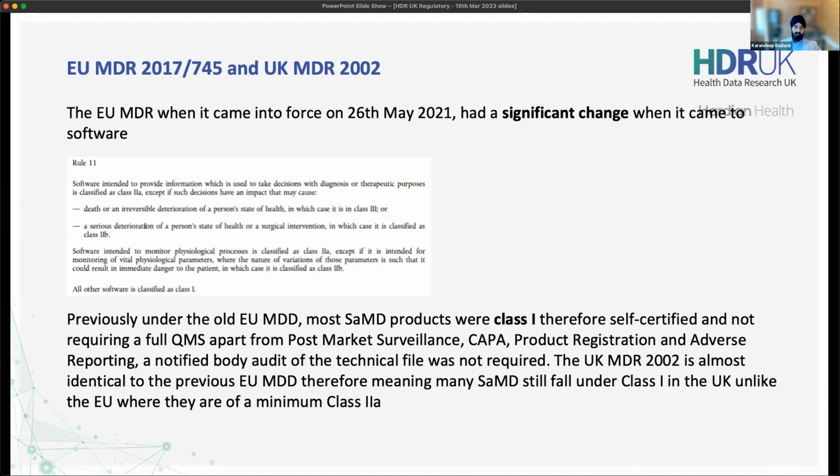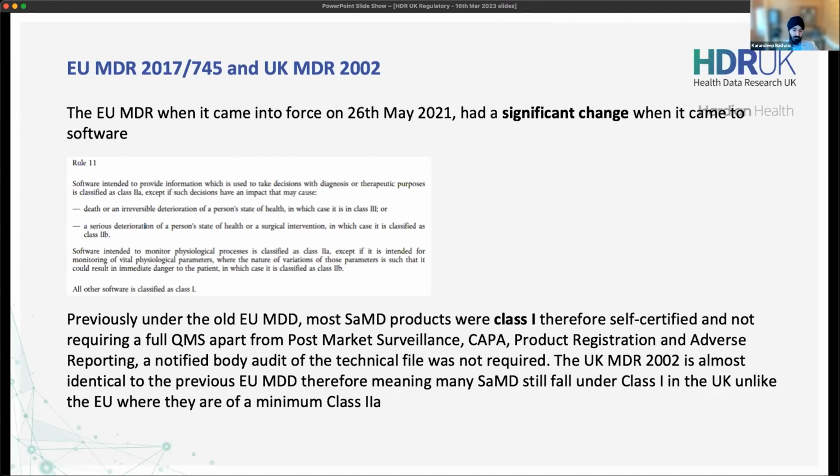So the EU MDR, like I said, came into force 26th of May, 2021. Now, specific to software, if you have a look at this box here, rule number 11. Software intended to provide information which is used to take decisions with diagnostic or therapeutic processes is classified as Class 2A. So effectively, nearly every software medical device is more or less doing this. So by definition, it has automatically gone to a Class 2A, which under the old EU MDD or UK MDR were effectively Class 1 devices. So a lot of software devices were previously Class 1, therefore didn't require a full quality management system. And that's a very important thing that you understand.